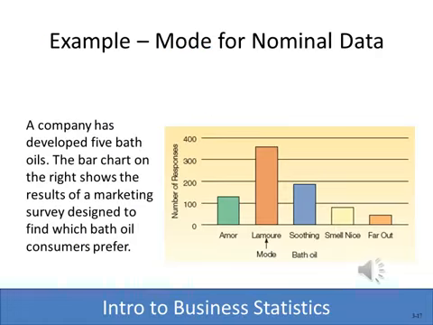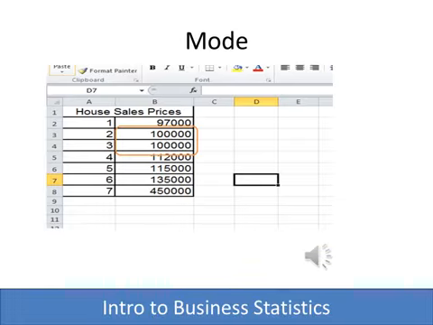And as this slide shows us, we can also have a mode for nominal or categorical data. And in this case, we're simply counting the occurrences of that particular category. And here's another illustration of the mode with the house selling prices. The price that occurs most often is 100,000. So in this case, with this data set, 100,000 would be the mode.